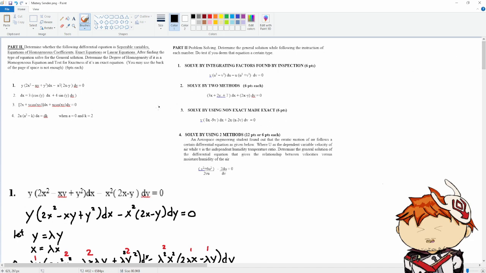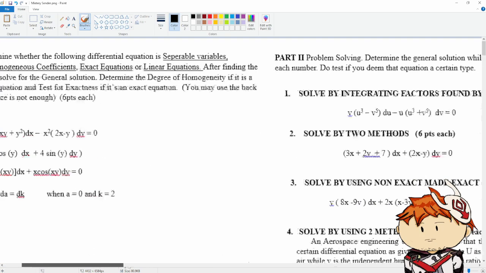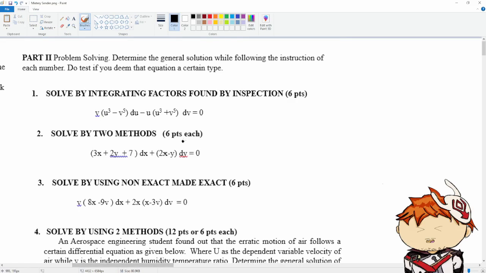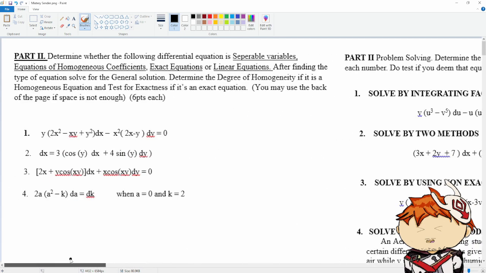So this is part 2. Well, technically part 1, because this is the first thing we do. We're going to continue to the second part, where we'll be solving inexact equations, non-exact equations, by other methods. We'll be solving the latter type. I hope you guys have learned.